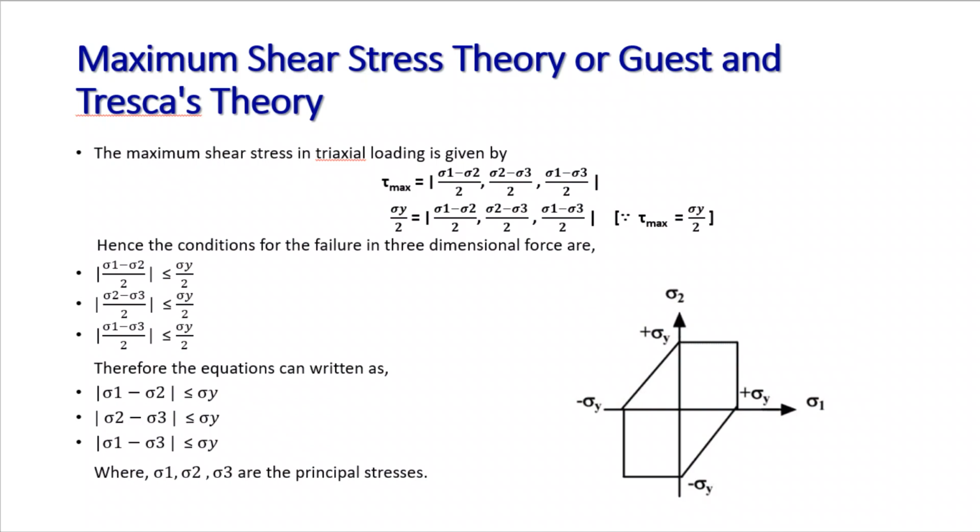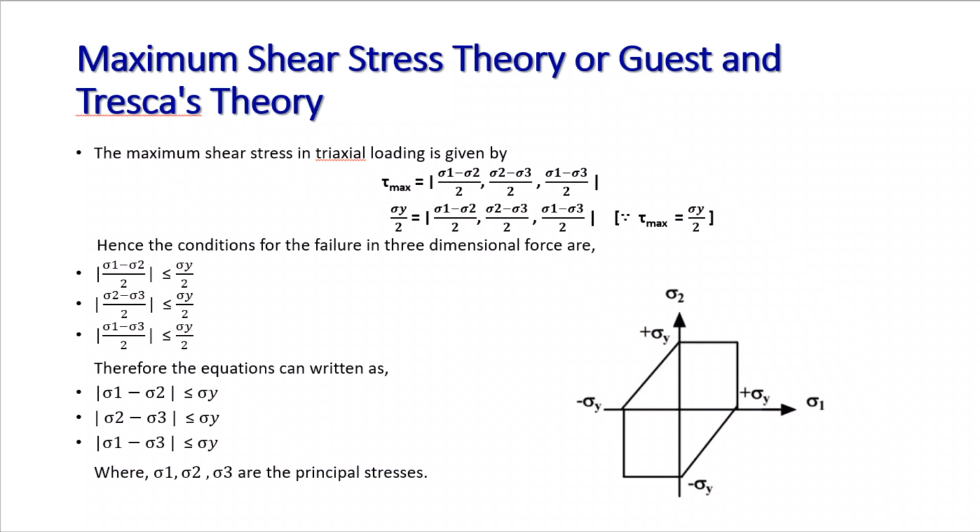We know when you plot the Mohr circle, the shear stress is the radius of the Mohr circle. If it is sigma 1 and sigma 2, you take sigma 1 minus sigma 2 by 2 as the radius of the Mohr circle, that is the shear stress. But when there is triaxial loading involved, we have to take all the components. So tau max is the maximum of (sigma 1 minus sigma 2) by 2, (sigma 2 minus sigma 3) by 2, and (sigma 1 minus sigma 3) by 2.